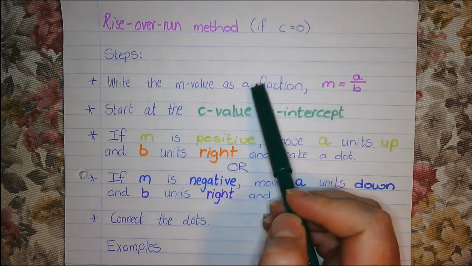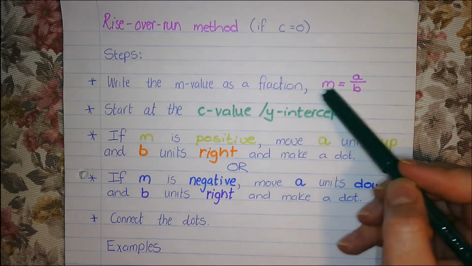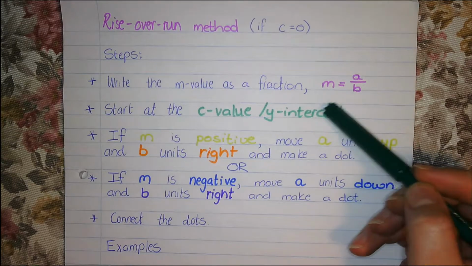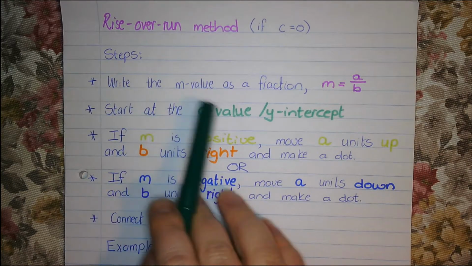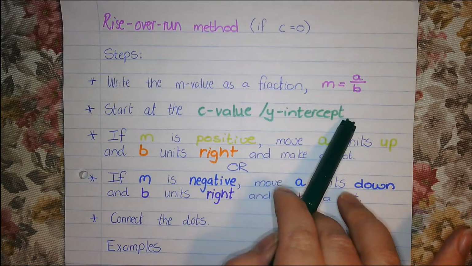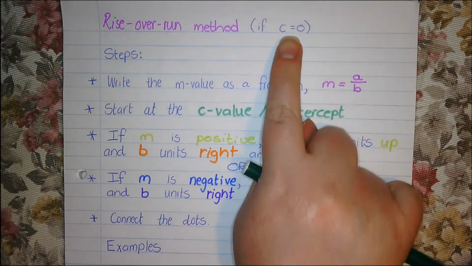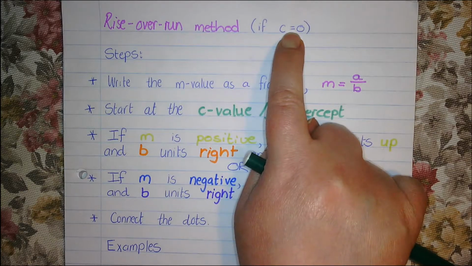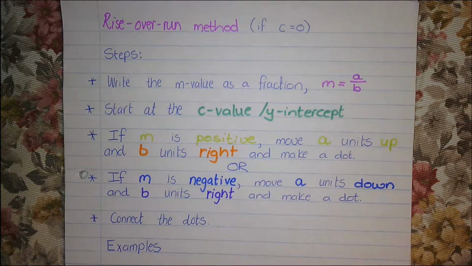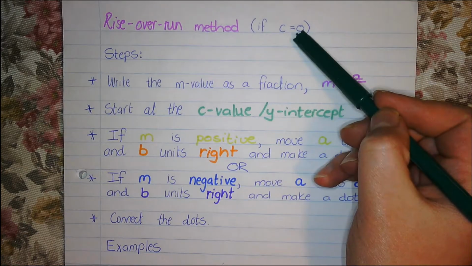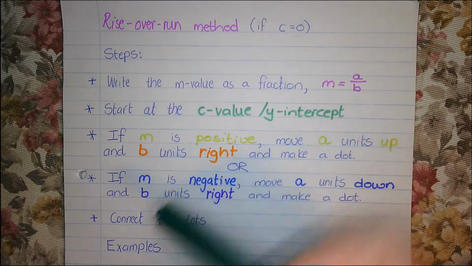Write the m value as a fraction, so if the m value is 4, then you'll write it as 4 over 1. Then you always start at the c value, or the y-intercept. Preferably you want to start at 0, because you only want to use this method if c is 0, but you can use it with other methods as well, and you can use it when c is not 0, and I will show you one of those examples.